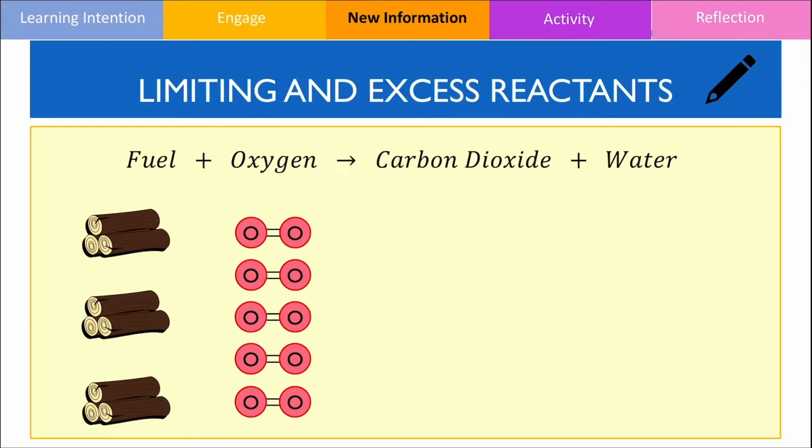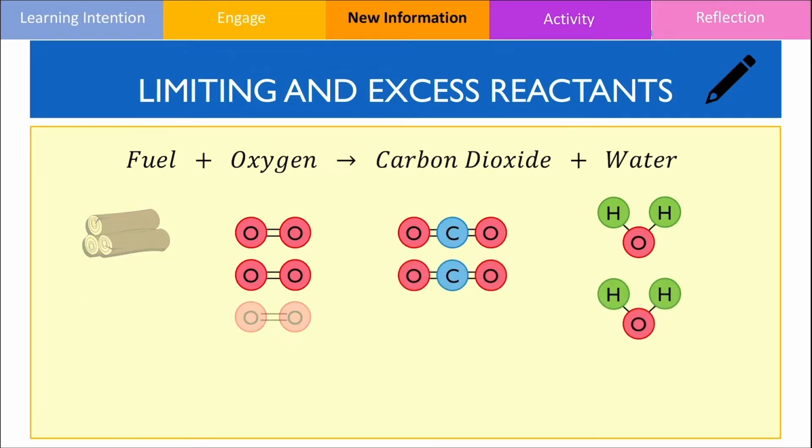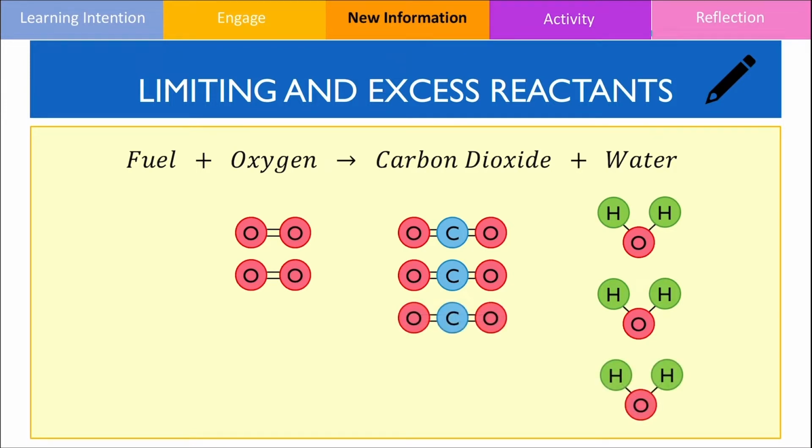In this example, you've got 3 moles of fuel with an unlimited supply of oxygen gas. Hypothetically, let's say that 1 mole of fuel and 1 mole of oxygen reacts to produce 1 mole of carbon dioxide and 1 mole of water vapor. This reaction will continue to occur until one of the reactants gets completely used up, and at that point, no more products can be formed.